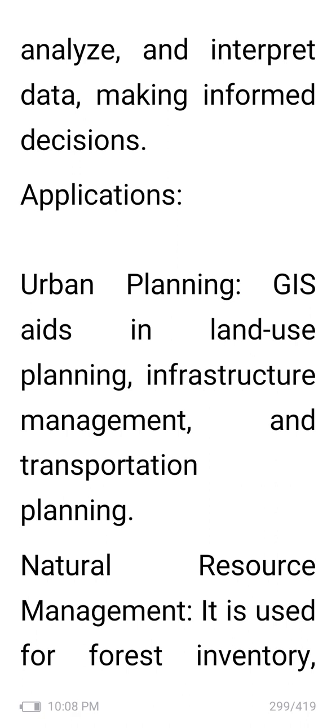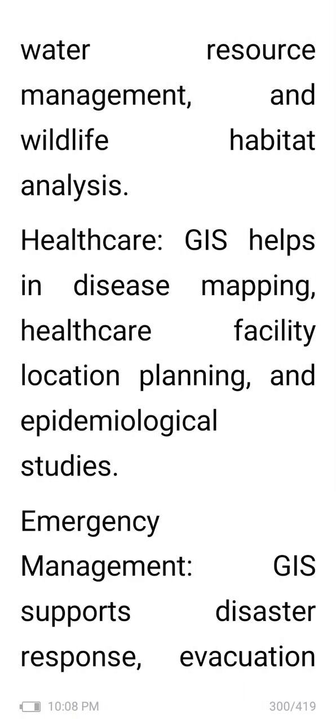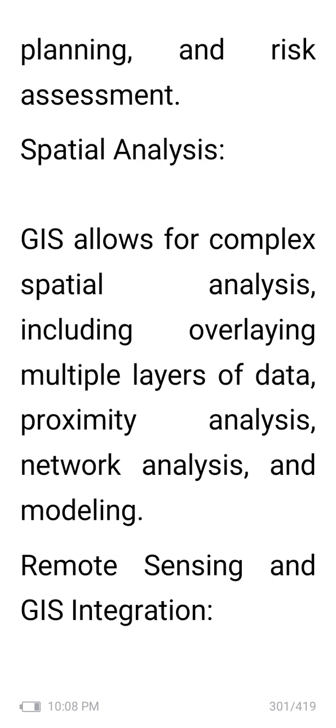So, applications. Urban planning: GIS aids in land use planning, infrastructure management, and transportation planning. And natural resource management: it is used for forest inventory, water resource management, and wildlife habitat analysis. Then healthcare: GIS helps in disease mapping, healthcare facility location planning, and epidemiological studies. Emergency management: GIS supports disaster response, evacuation planning, and risk assessment.